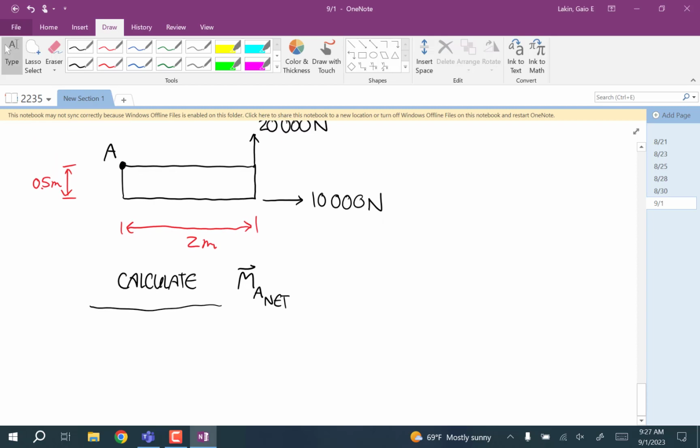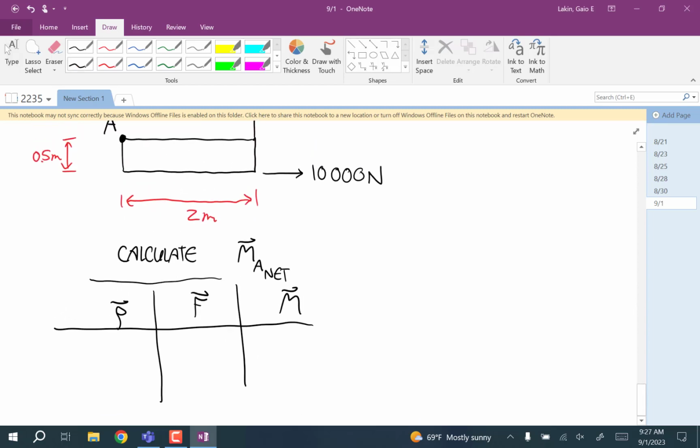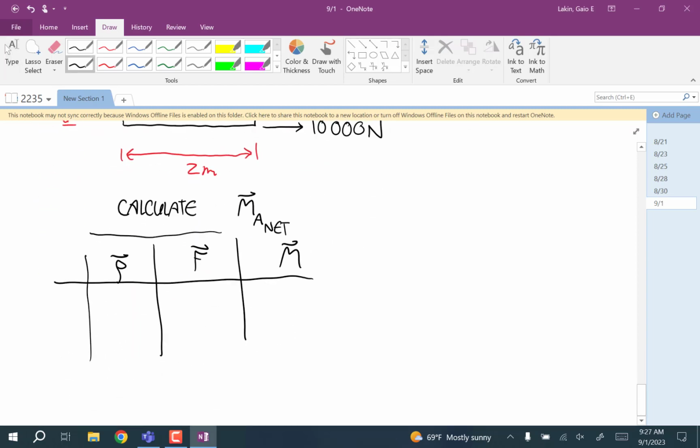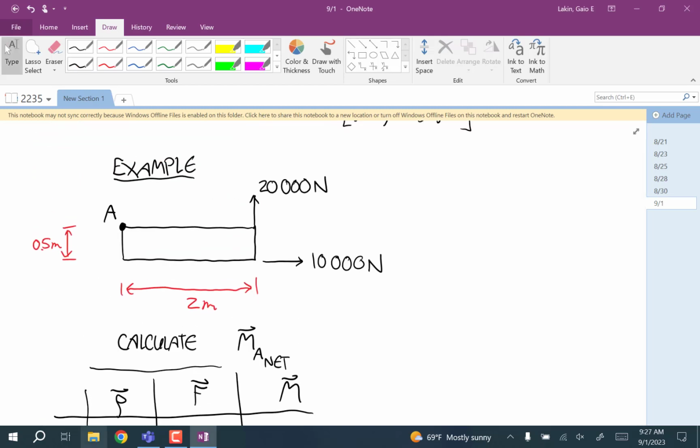Okay, well, I'm going to write out this table. So rho, force, moment. And we're going to have 2 columns. For the first one, I'm going to do the 20,000 Newton force. The rho vector is the vector that goes from the about point to where that force is applied. And I'm just using a standard coordinate system like this.